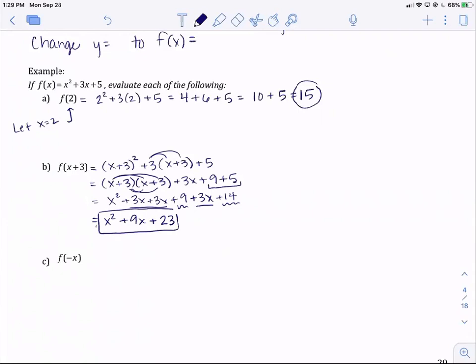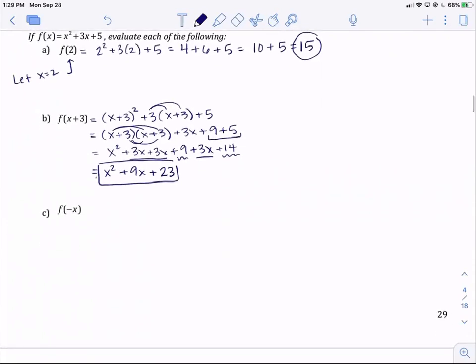All right, and C. f of negative x. So what are we plugging in? So we have negative x squared plus 3 times negative x plus 5. So when we square a negative, it becomes positive. So negative x squared becomes a positive x squared. 3 times negative x, minus 3x, plus 5. And that is your answer.